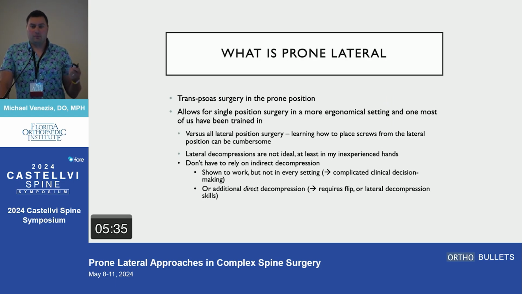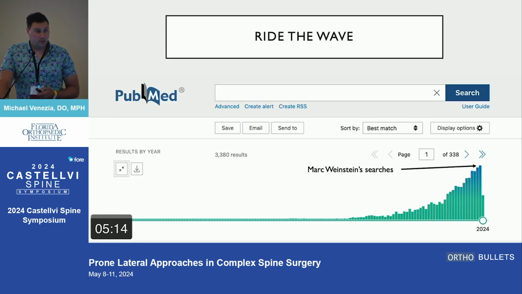So let's get into prone lateral, because we were talking about it. It's essentially trans-psoas surgery in the prone position. It allows us to perform everything that we want to do from the spine in a single position surgery in an ergonomic setting that we're used to, the way we're used to putting in pedicle screws and the way we're used to decompressing the spine. So it allows us to directly decompress the spine or incorporate open procedures and deformity surgery while you're utilizing lateral surgery. There's been an increase in the searches for prone lateral surgery.